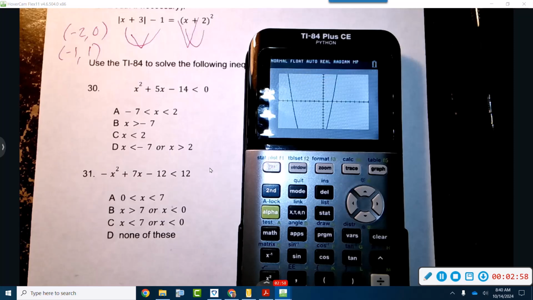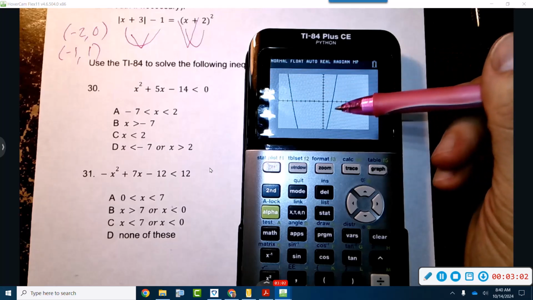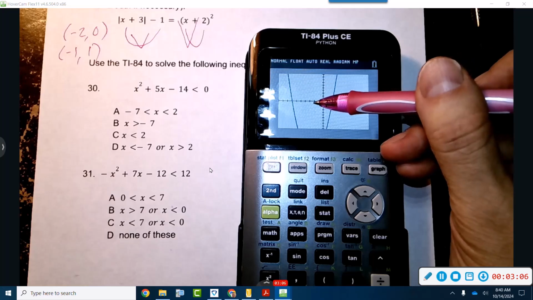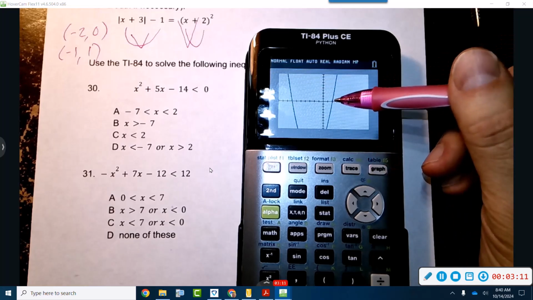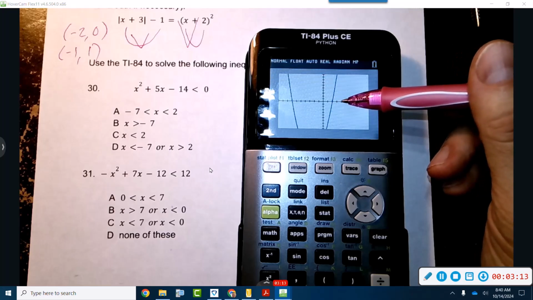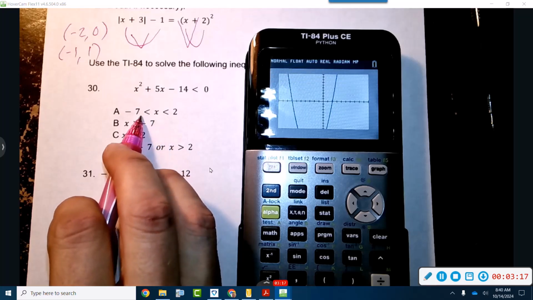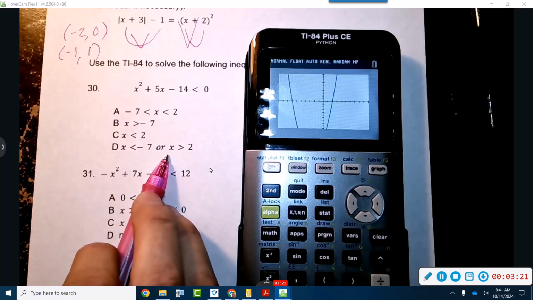Okay, so it looks like I am less than 0 in this whole region that's underneath the x-axis, and that is 1, 2, 3, 4, 5, 6, 7. So -7 all the way to +2. So that is where I am negative. Okay, now it looks like -7 to +2. This is the one I want. I don't have two pieces.